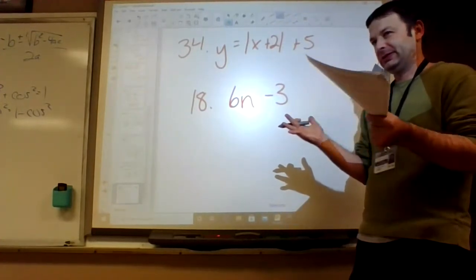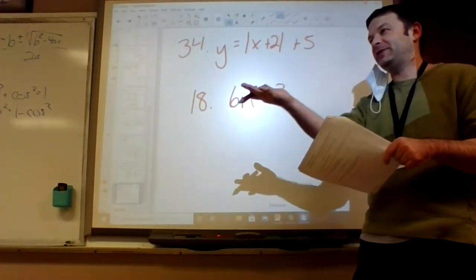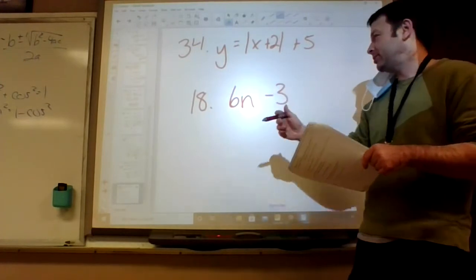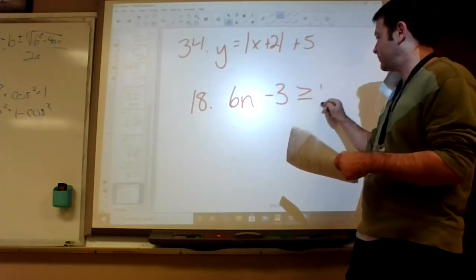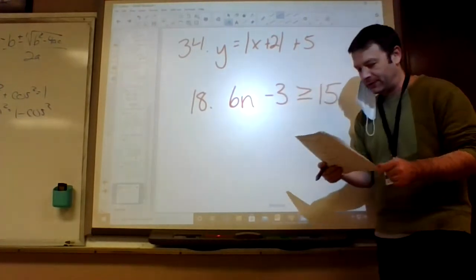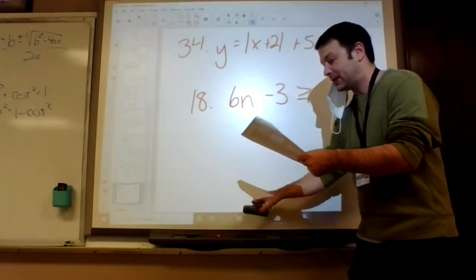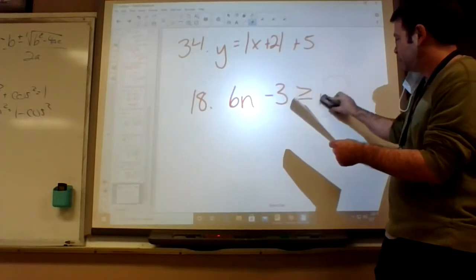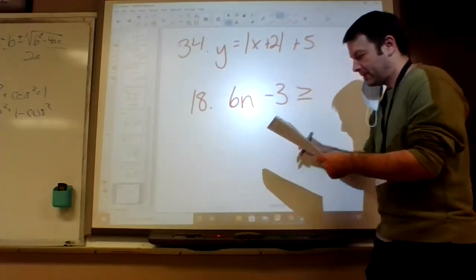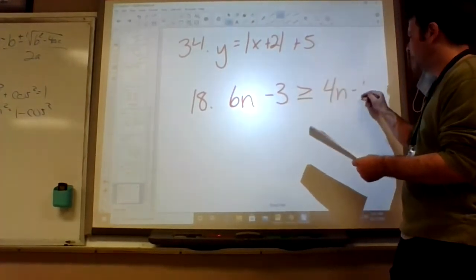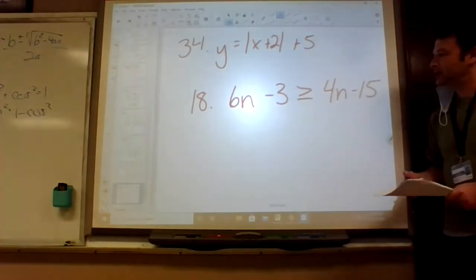Now, if something is at least 15, what does that mean? Greater than or equal to 15. So greater than or equal to 15. Oh wait, it's not 15, it's 15 less than 4 times n, minus 4. Well, they had 2 less thans on the same problem.